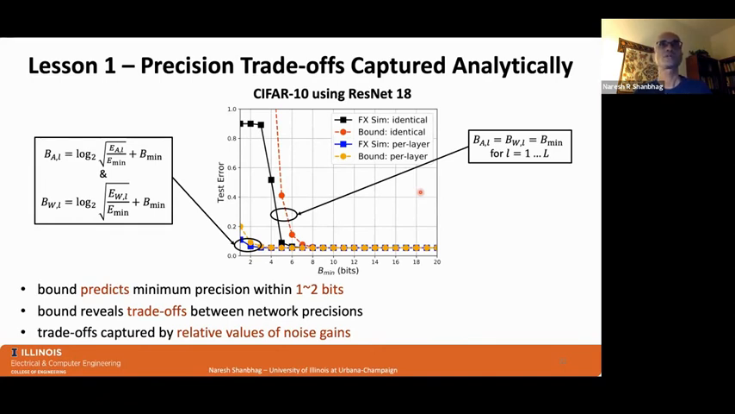So a few lessons we learned. One, yes, you can calculate the minimum precision requirements analytically. If you look at the bound versus the actual precision from simulations, they're pretty much within 1 to 2 bits. In fact, the analysis is about 1 to 2 bits conservative compared to what the network actually needs. So that's good. You can do this offline and don't have to run long simulations to get this number.